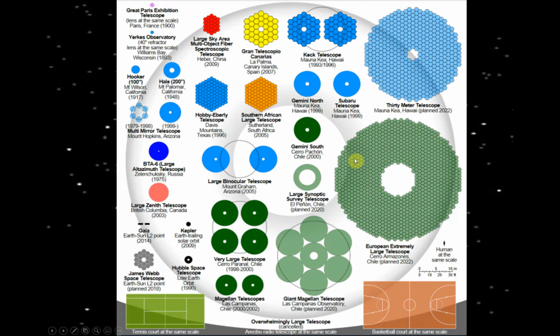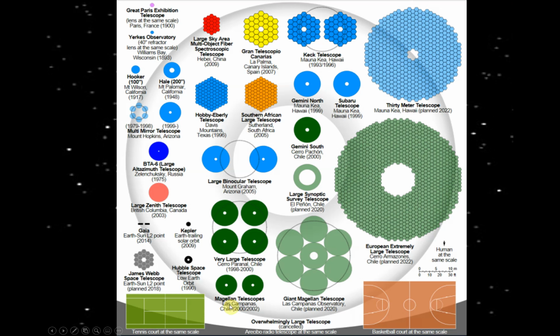So this is an enormous mirror made up of all these little reflective hexagons. The Overwhelmingly Large Telescope, as it's so aptly named, would have been twice the size of this, but that has since been cancelled. The James Webb Telescope, which is the replacement for the Hubble Space Telescope, looks like this. So you can see space telescopes are actually better because they are above the atmosphere, but they are relatively small in diameter compared to Earth-based telescopes due to the fact they have to be launched into space on a rocket or space shuttle vehicle.